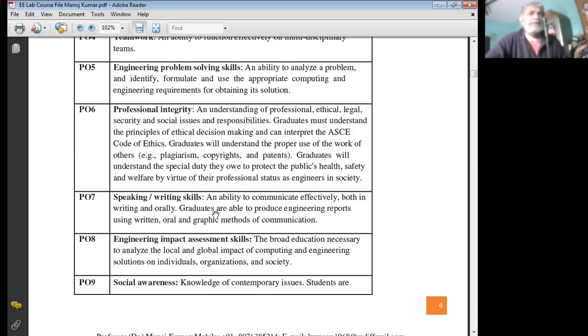PO7, speaking and writing skills and ability to communicate effectively both in writing and orally. Graduates are able to produce engineering reports using written, oral and graphical methods of communication.